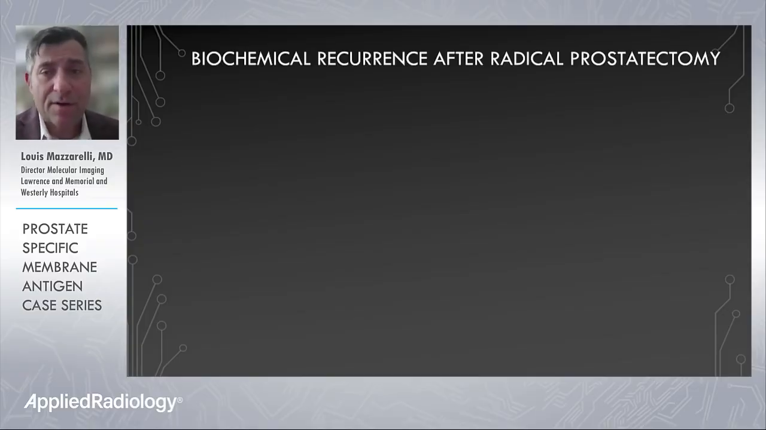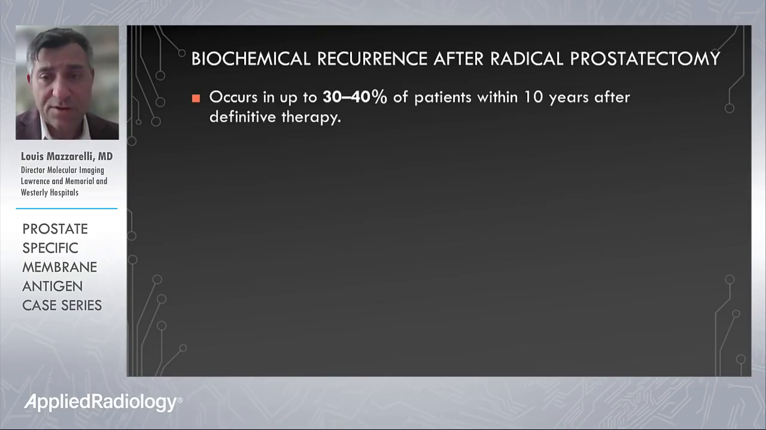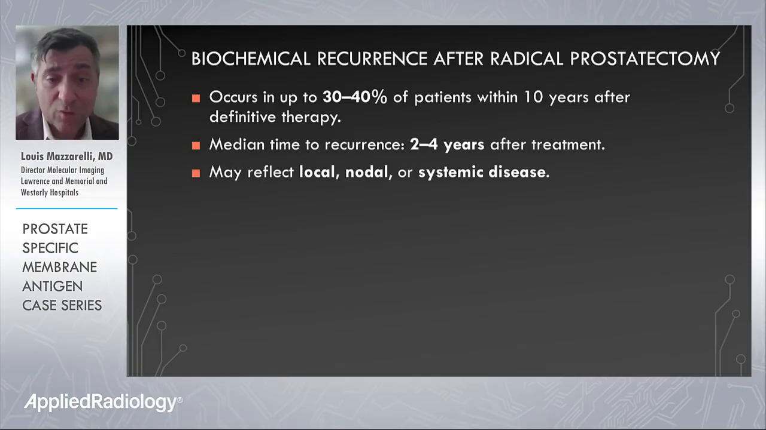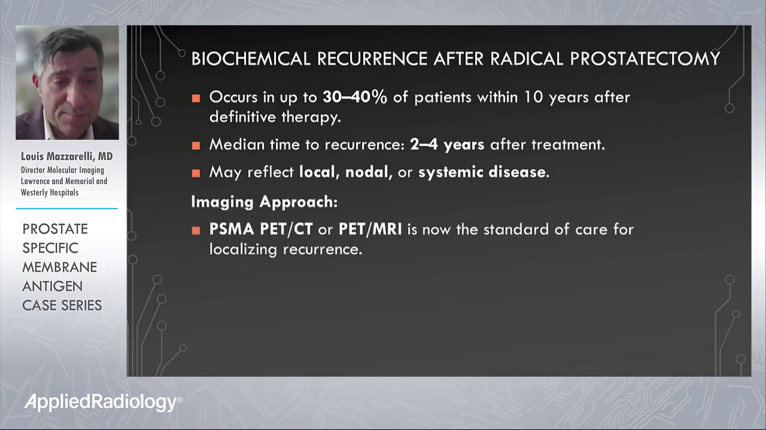So let's talk about biochemical recurrence after radical prostatectomy. It occurs in about 30 to 40% of patients within 10 years after definitive therapy. The median time to recurrence is 2 to 4 years after treatment. This may reflect local, nodal, or systemic disease. The imaging approach is to use PSMA PET-CT or PET-MRI, if available, as a standard of care for localizing recurrence.